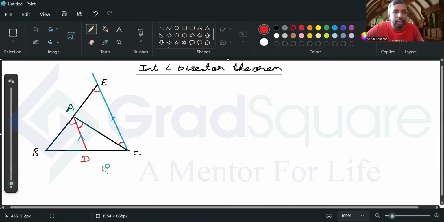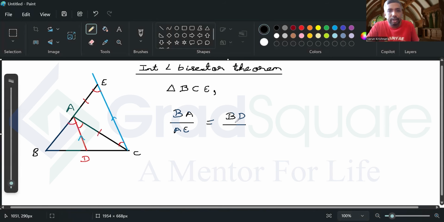Now, because angle BAD and angle CAD are equal, that means that angle AEC and angle ACE are equal, which means that these two lines, AE and CE, are equal in length to each other. Once we have understood this, we can look at triangle BCE. In triangle BCE, AD is parallel to EC. So by the base proportionality theorem, the most famous theorem in the similar triangles part of your syllabus, we can say that BA by AE will be equal to BD by CD.